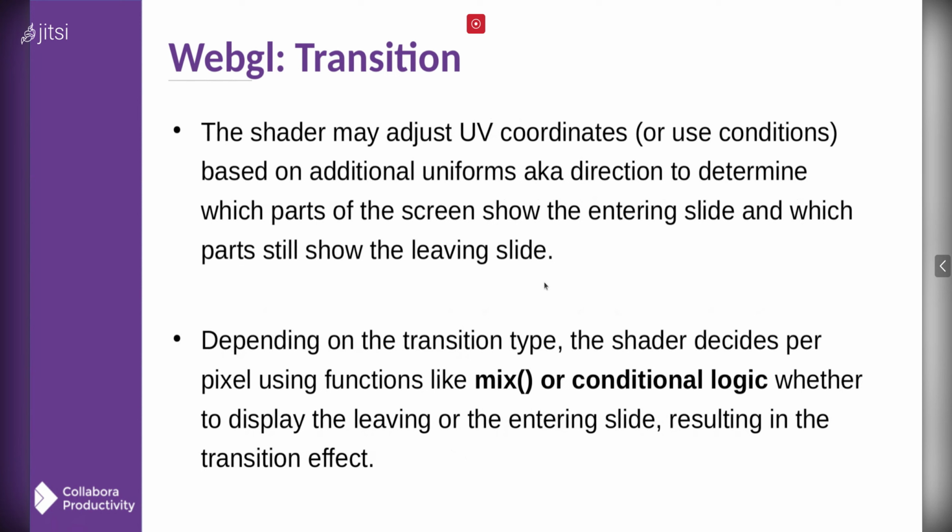The shader may adjust the UV coordinates, based on additional uniforms like direction, to determine which part of the screen shows the entering slide and which part shows the leaving slide. And we'll see these UV coordinates in the 2D code as well. Depending on the transition, the shader decides the pixel using functions like mix, and we can maybe use conditional logic for some of the transitions. That's how we decide when to show the entering slide and when to show the leaving slide.